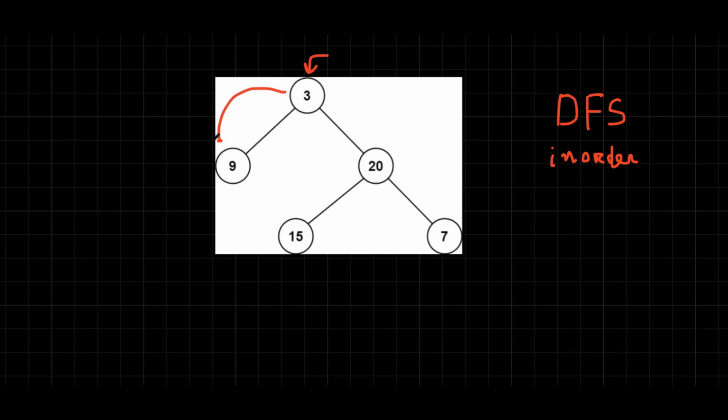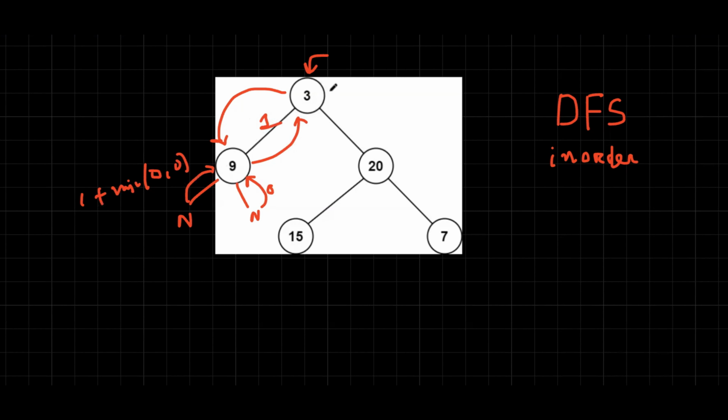Then from this, we will move to the left node 9. Now, its left and right children are null. So both of them will return 0. And 9 will return the minimum of the left child value, which is 0, and the right child value, which is 0, plus 1, which is 1. So it is returning 1.